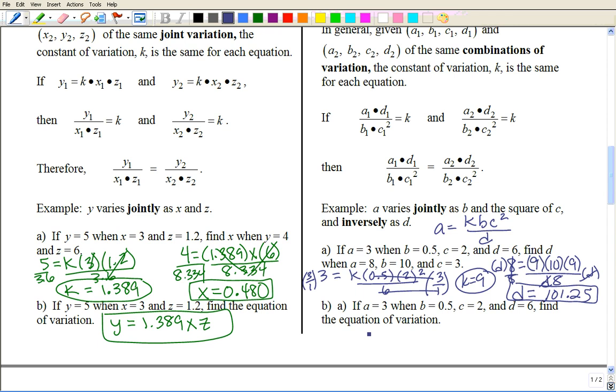So knowing all of this information, to write the equation of variation, we will have A equals, our K is 9, we'll have B C squared over D. So we just fill in that K value for this plain equation we started with at the beginning. Okay.